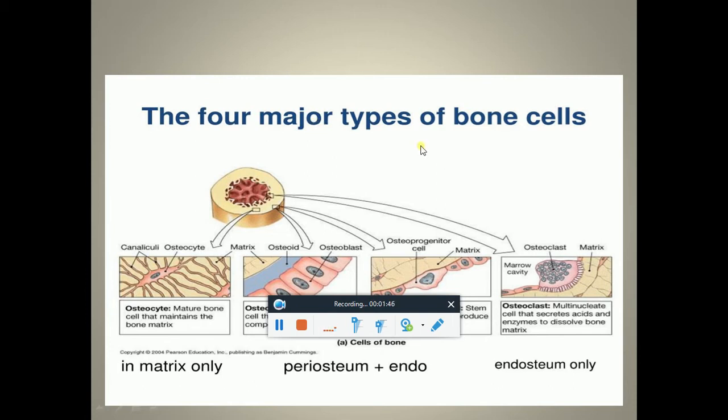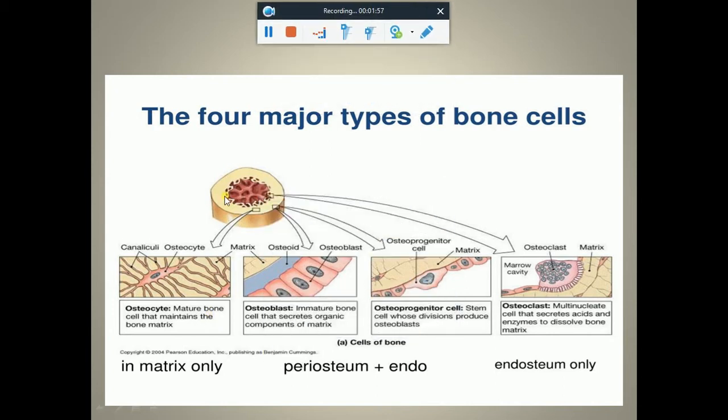So first thing is the cells, bone cells. Now we have four different types of bone cells. You can see the four different types of bone cells over here. They are drawn in the figure: osteocyte, osteoblast, osteogenic cells and osteoclasts.